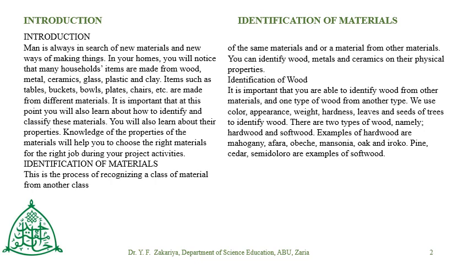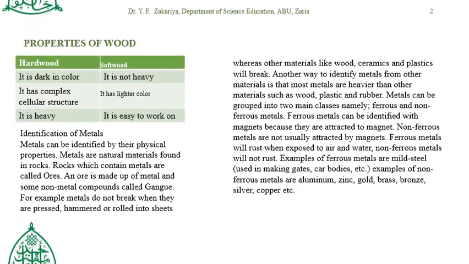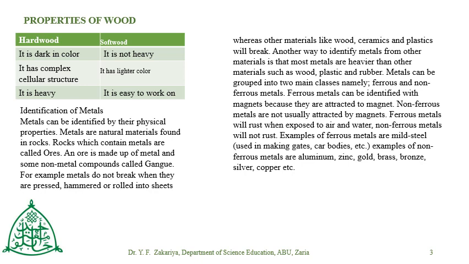There are two types of wood, namely hardwood and softwood. Examples of hardwood are mahogany, afara, obeche, mansonia, oak, and iroko. Pine, cedar, semidoloro are examples of softwood. Properties of wood. We have hardwood and softwood.